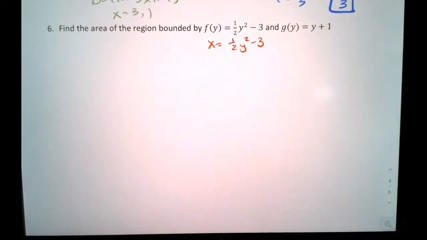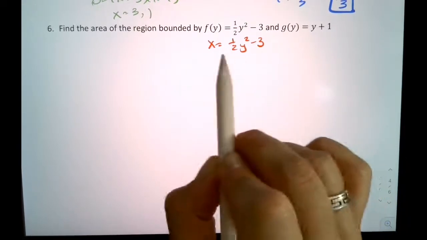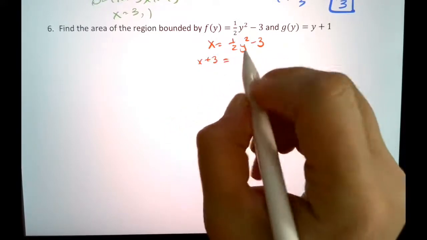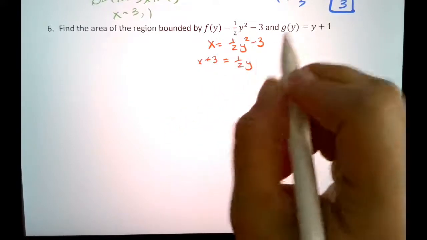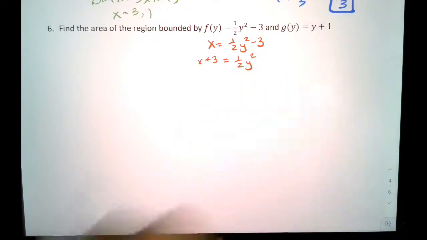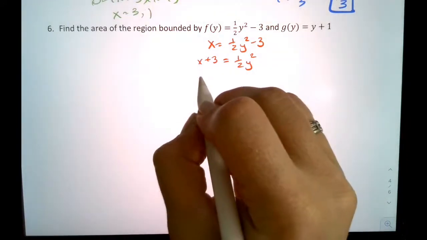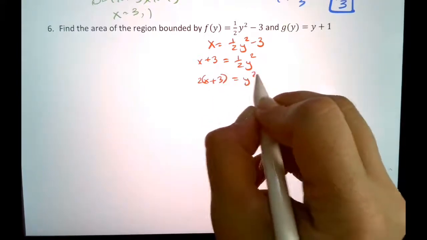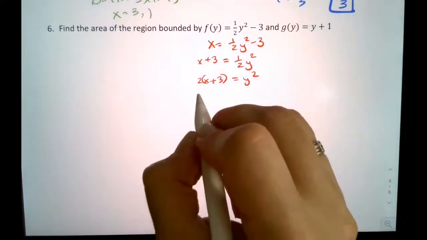And you can graph this however you want to, but I'm going to try to stay in your comfort zone here. You're used to graphing y as a function of x. This is one that you can sort of handle in that way. Let's just solve this equation for y. Let me add 3 to both sides. Let's go ahead and multiply by 2. And let's take the square root.